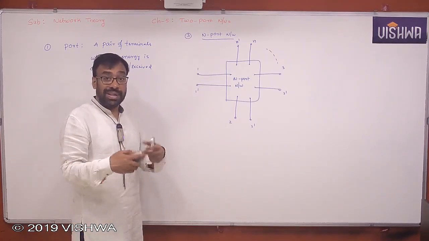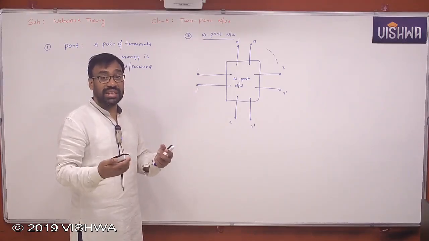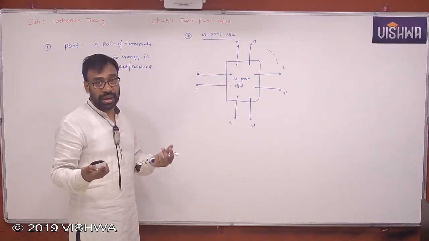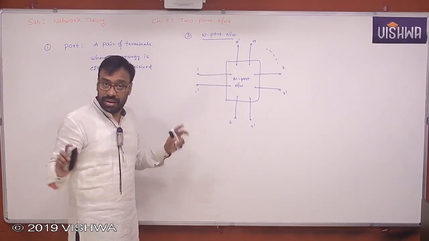And you can replace it by a black box, and the black box is described by a set of parameters called two-port network parameters or n-port network parameters. Understand all of you? Clear?